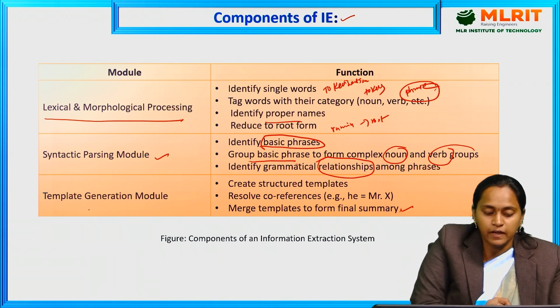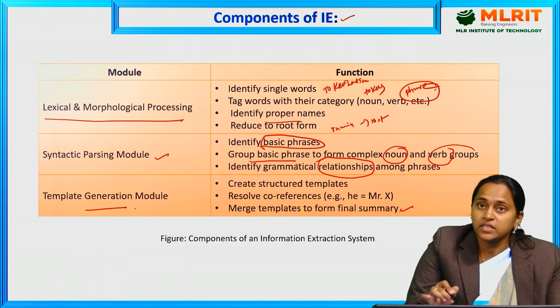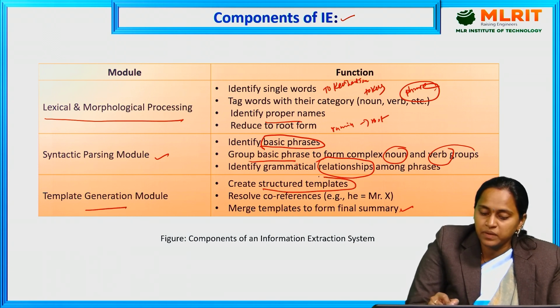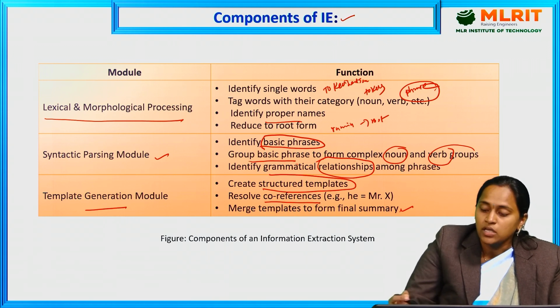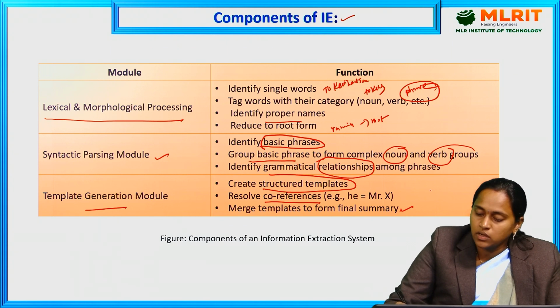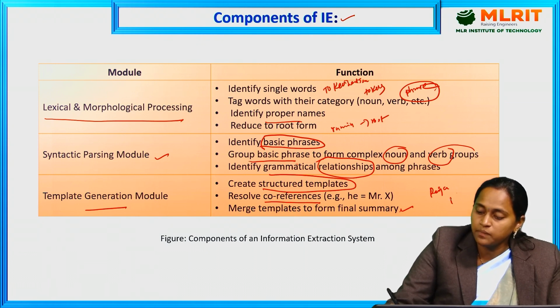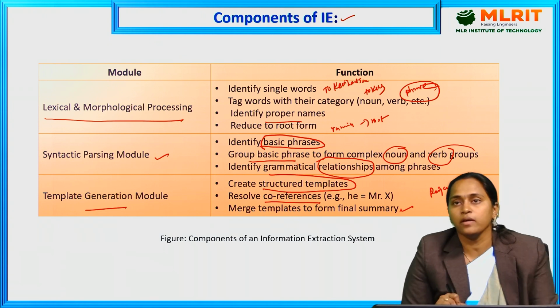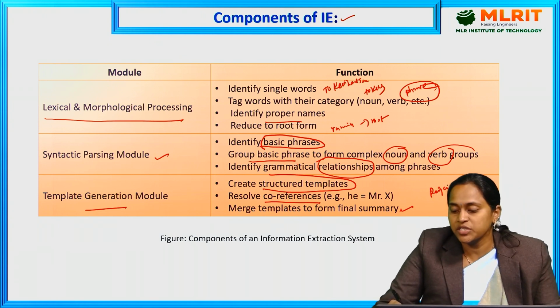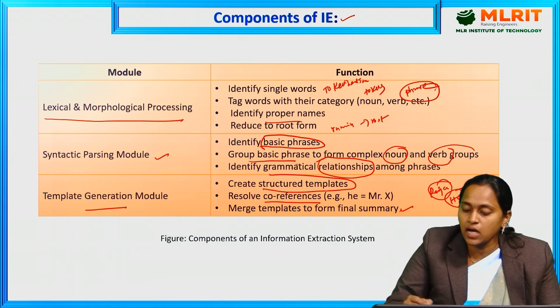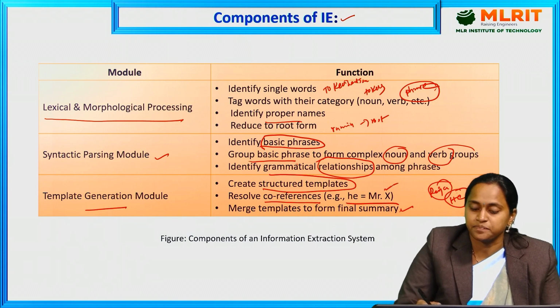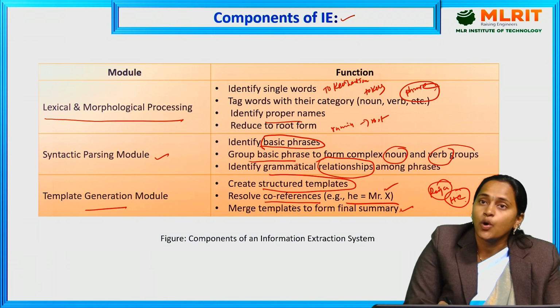Let's see the template generation module. In the template generation module, we are creating templates in a structured format to resolve the co-references. That means, suppose Raju is going to school by a bus. Here Raju is going by bus. We are not repeating the name. Instead, we use "he is going by bus". Like this, instead of Raju, we use co-reference such as he or Mr. X. This is about resolving co-references.